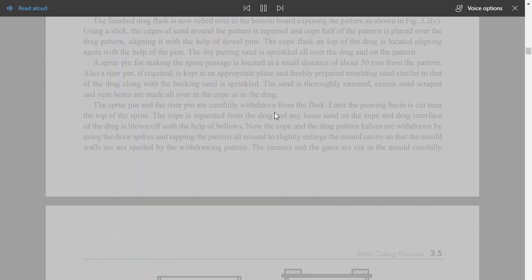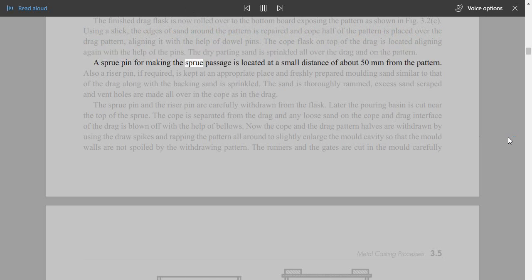The finished drag flask is now rolled over on the bottom board exposing the pattern, as shown in Fig. 3.2c. Using a slick, the edges of sand around the pattern are repaired and the cope half of the pattern is placed over the drag pattern, aligning it with the help of dowel pins. The cope flask is located on top of the drag, aligning again with the help of the pins. The dry parting sand is sprinkled all over the drag and on the pattern.